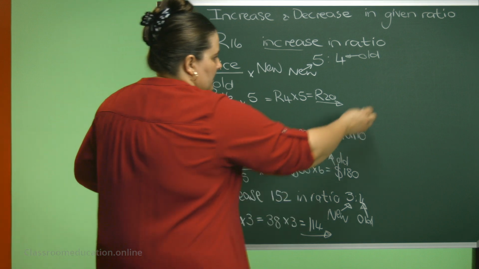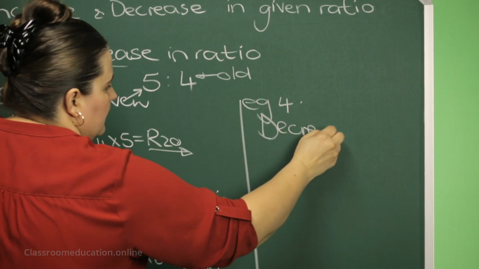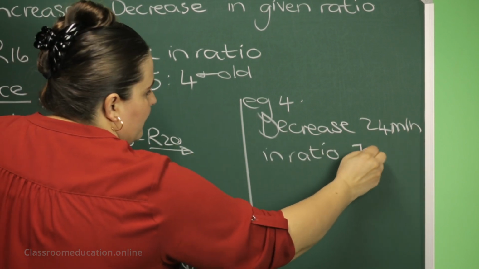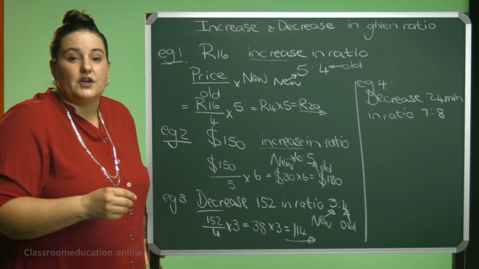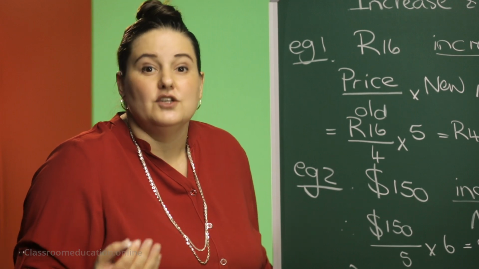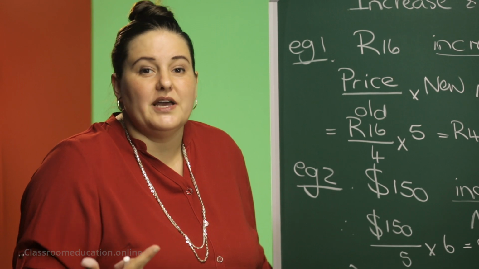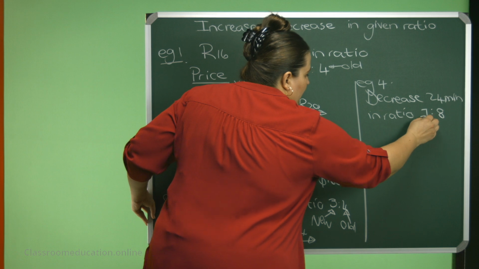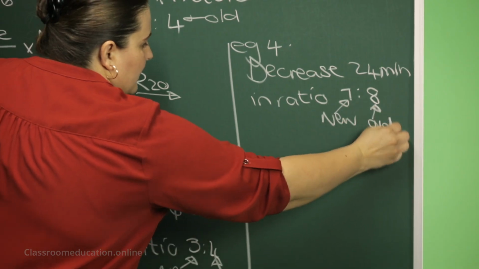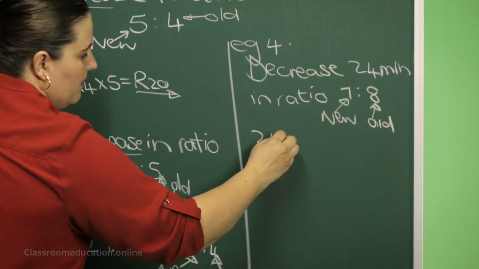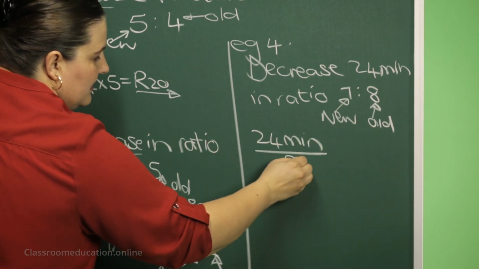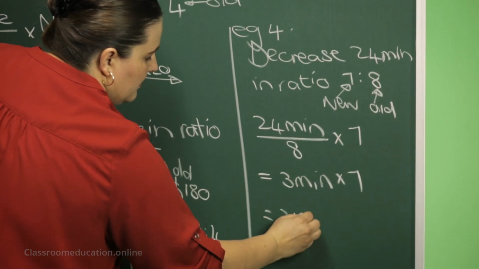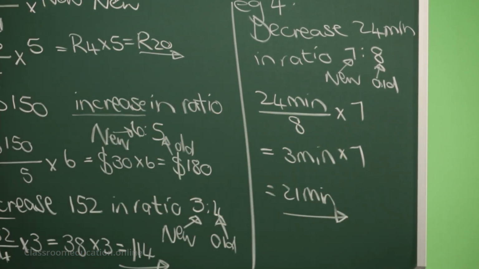Let's do a last example. Decrease 24 minutes in ratio 7 to 8. Now you need to decrease 24 minutes in a ratio 7 to 8. So, what's the new? What's the old? Because we are talking about decrease, it means that the smaller number should now be the new value. So that will be my new value. That's my old value. So take your beginning value, that is 24 minutes, divide by the old, and times by the new. So it's 3 minutes times 7 will give me an answer of 21 minutes.